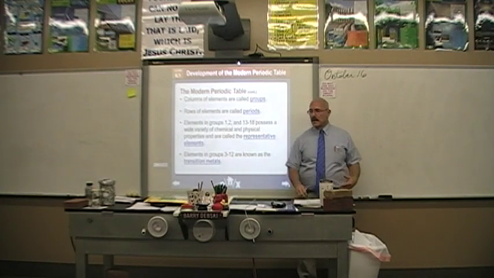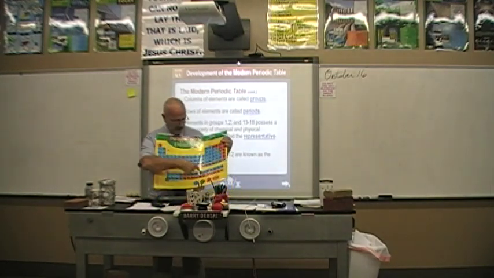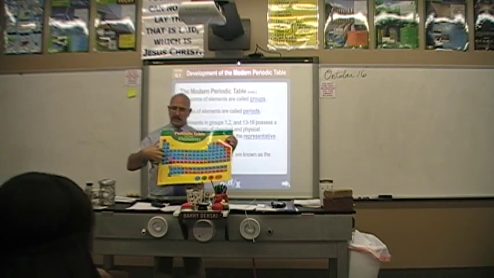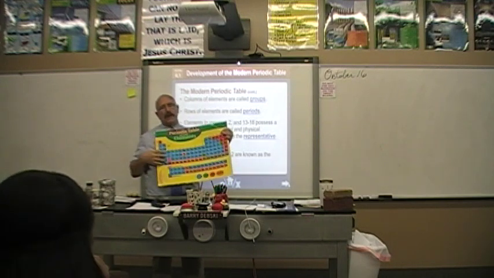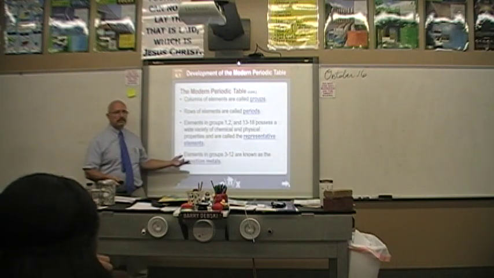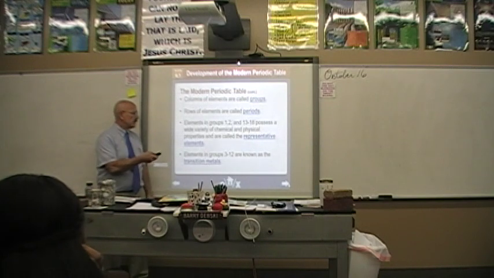Transition metals is the middle block, your D block right here. And they're called transition metals because they transition from these metals over here to these metals over here. Okay, they go through a transition. There's a lot of similarities in these metals, but they're all adding electrons to those D orbitals.